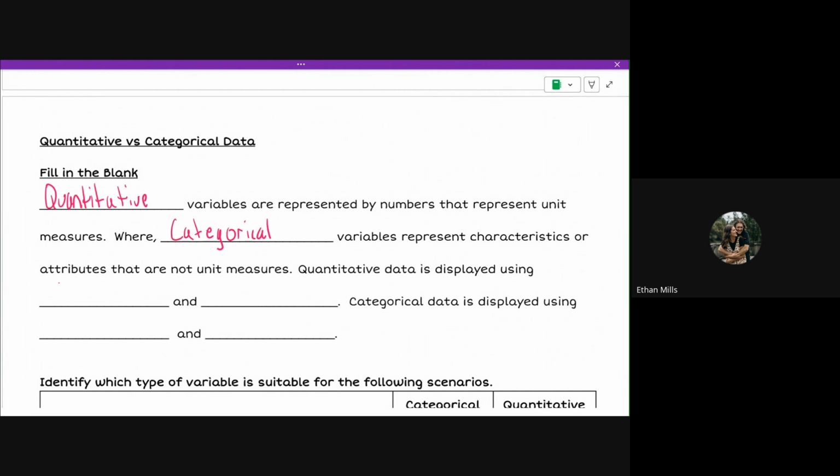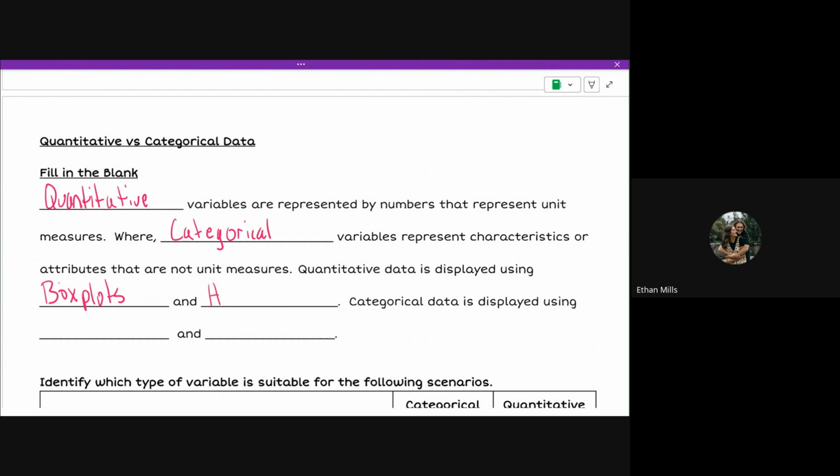Next, it says that quantitative data is displayed using blank and blank. So whenever we see that word displayed and we're talking about statistics, that means we're thinking of some sort of graph. So what kind of graphs can a quantitative data set use? We used one a lot on the front page, box plots. And then another one we talked about a little bit on Thursday of last week that we don't have to worry about too much yet because it's not on our quiz tomorrow. We'll focus on that on Thursday.